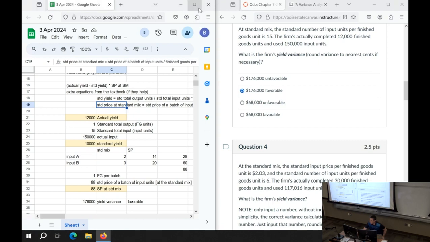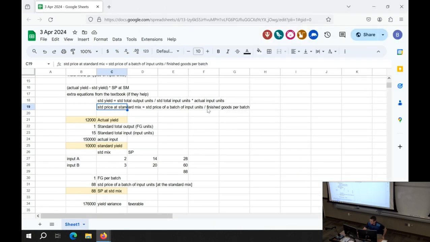So maybe this is being too obtuse the way I put it in the textbook right here. The whole idea is you want to figure out that for every finished goods unit, what does that cost you in terms of input units? And just use the assumption of the standard mix, because our mix variance is going to handle the difference between the standard mix and our actual mix of inputs. Just assume for the yield that we'll use the standard mix. And given that standard mix, it should cost us $88 in input units per finished goods unit. And I know this seems a little unnecessary for all that. You can logically get to here and understand that's SP at standard mix, then great.